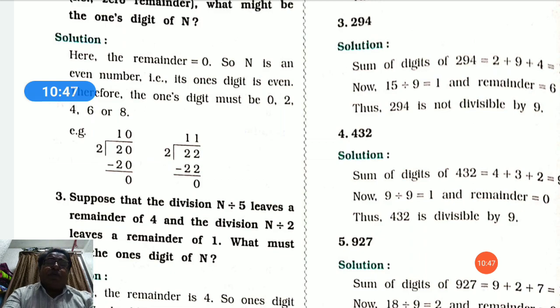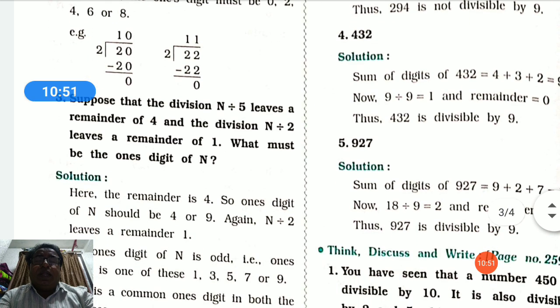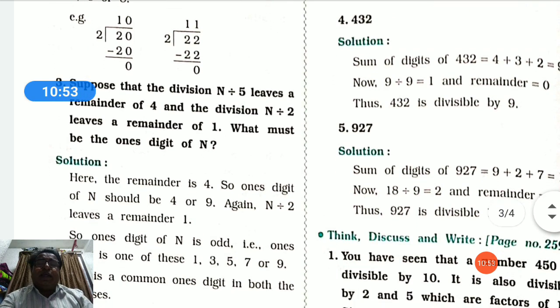Now, suppose that the division n divided by 5 leaves a remainder of 4 and the division n divided by 2 leaves a remainder of 1. What must be the ones digit of n? n divided by 5, remainder 4. n divided by 2, remainder 1. What must be the ones digit of n?